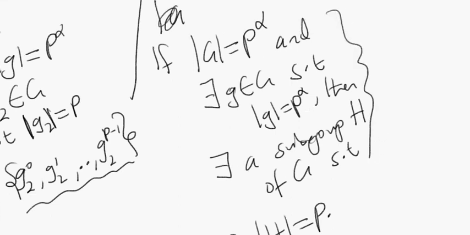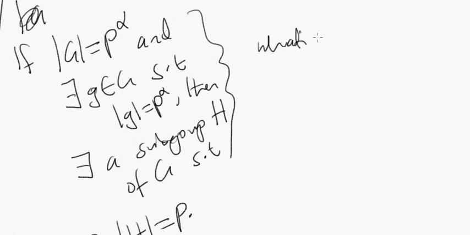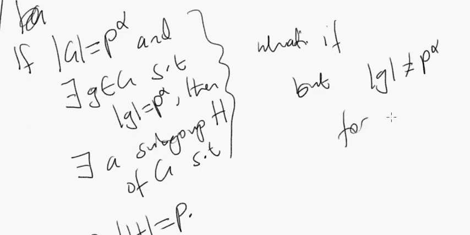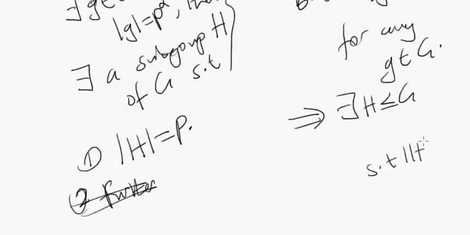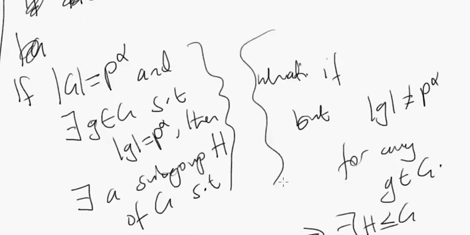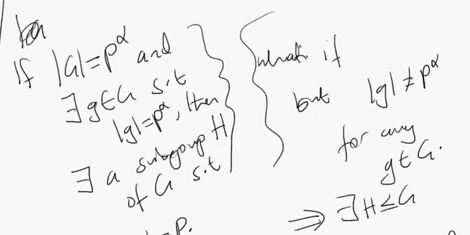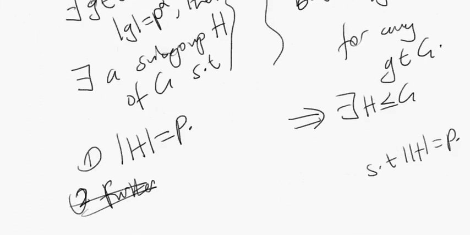What if we have a group of order p to the alpha, but there is no element of order p to the alpha? Can we conclude that there must exist a subgroup H of G such that the order of H still equals p? So now this is the special case we are left to look at. What happens when there is no element of order p to the alpha? What do we do then?